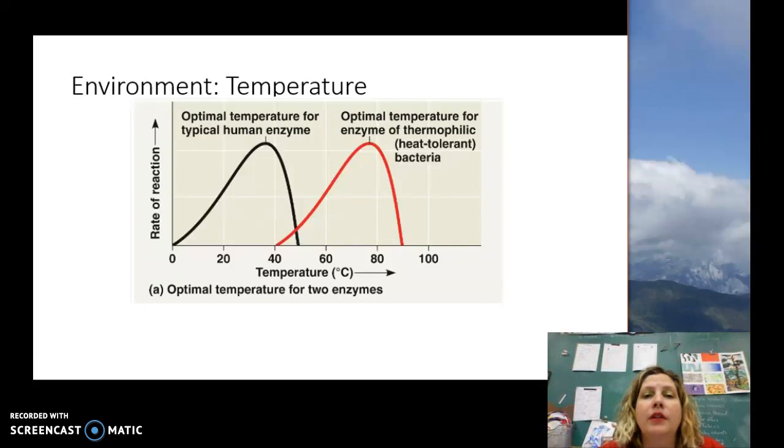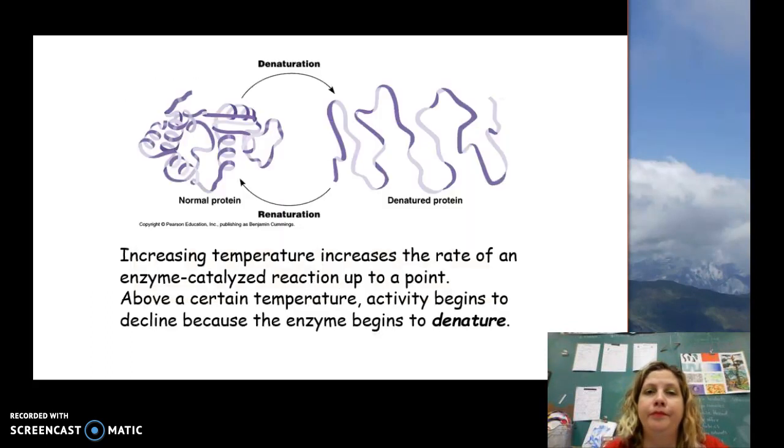So every enzyme has an optimal temperature. The optimal temperature for a typical human enzyme is somewhere around body temperature, 37.5 degrees Celsius. Above that, the reaction doesn't proceed as quickly, even though the collisions between the substrate and the enzyme are happening more quickly. The enzyme no longer is functional. The optimal temperature for an enzyme in a thermophilic bacteria, something that's heat tolerant, is going to be much higher. We're going to look at this in the lab.